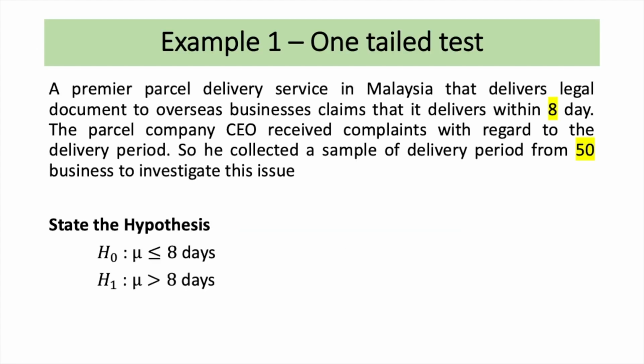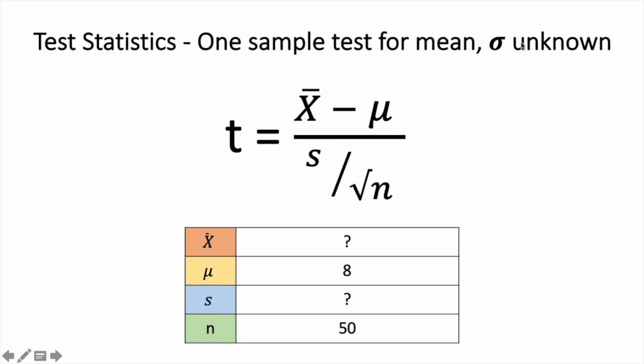So we know from here, if you look into the example, we have collected a sample. We do not know the population standard deviation, so we are going to use a t-test. I repeat again, because sigma is unknown. In order for us to calculate the t statistics, we need to know the mean and the sample standard deviation. Remember, in order to make a decision, we can either use the critical value approach or the p-value approach. So let's look into the critical value approach first.